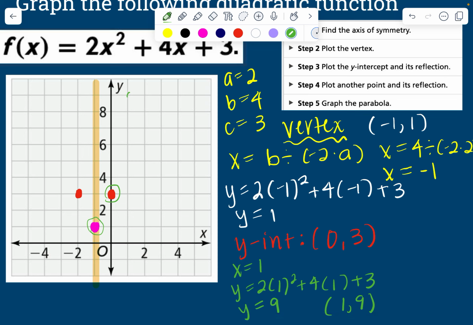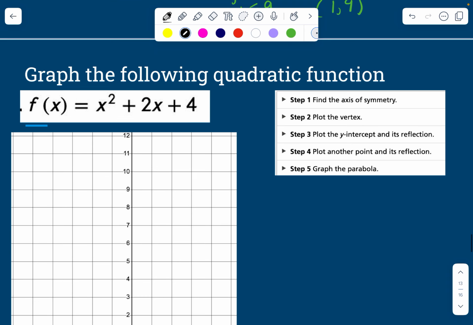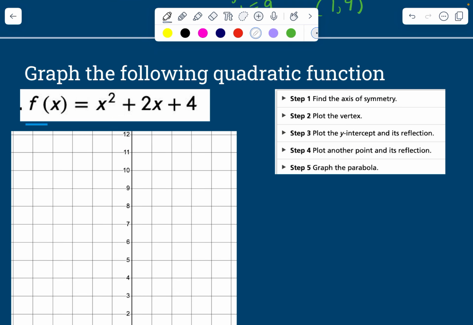So I'm going to put that point on here. That's 2 away from my line, so I'm going to go 2 on the other side of my line of reflection. And now I have my 5 points that I can connect. We'll put our arrows because it keeps going on forever. And there's our graph. Let's go to another one.